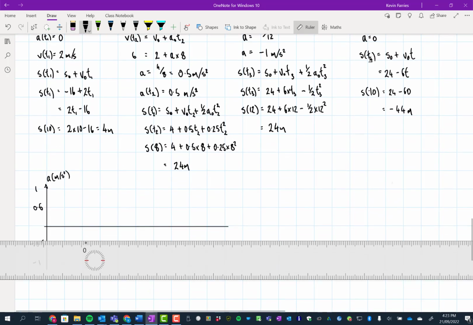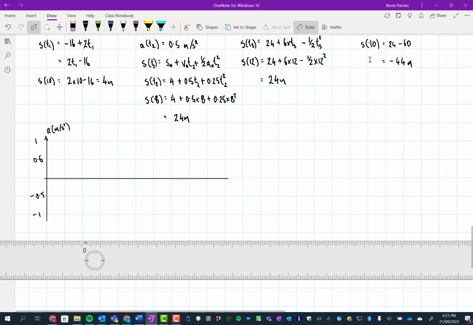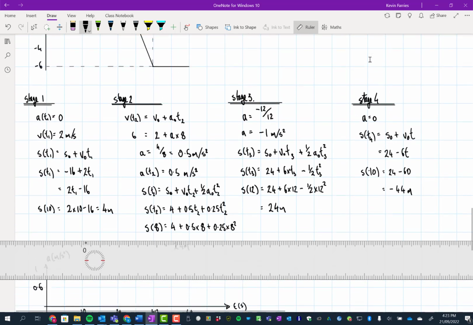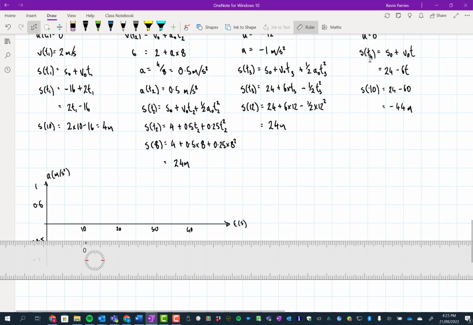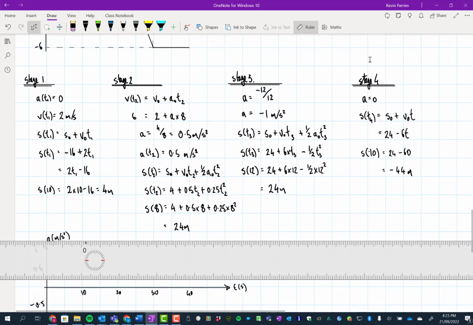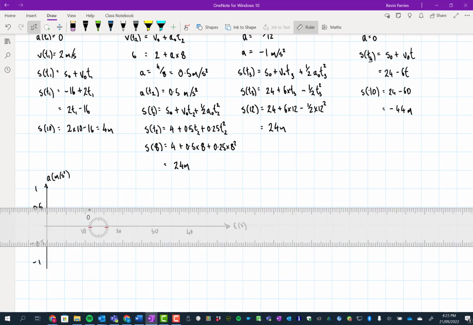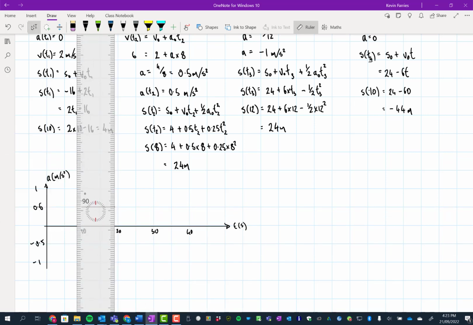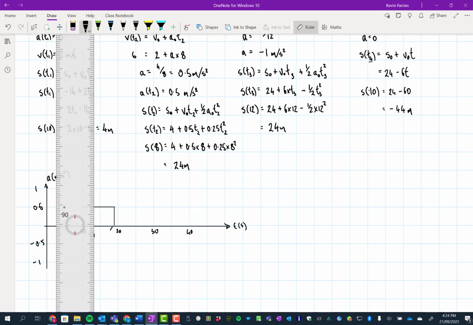So what have we got here? Let me just check what I used. Yep, 10, 20, 30, 40, and this here is the time in seconds. So it started off at 0 until it gets to 10 seconds. We've got 0 acceleration. Then we've got positive 0.5 until we get to 18 seconds, so to there. A bit too far maybe. Just indicate what that is.